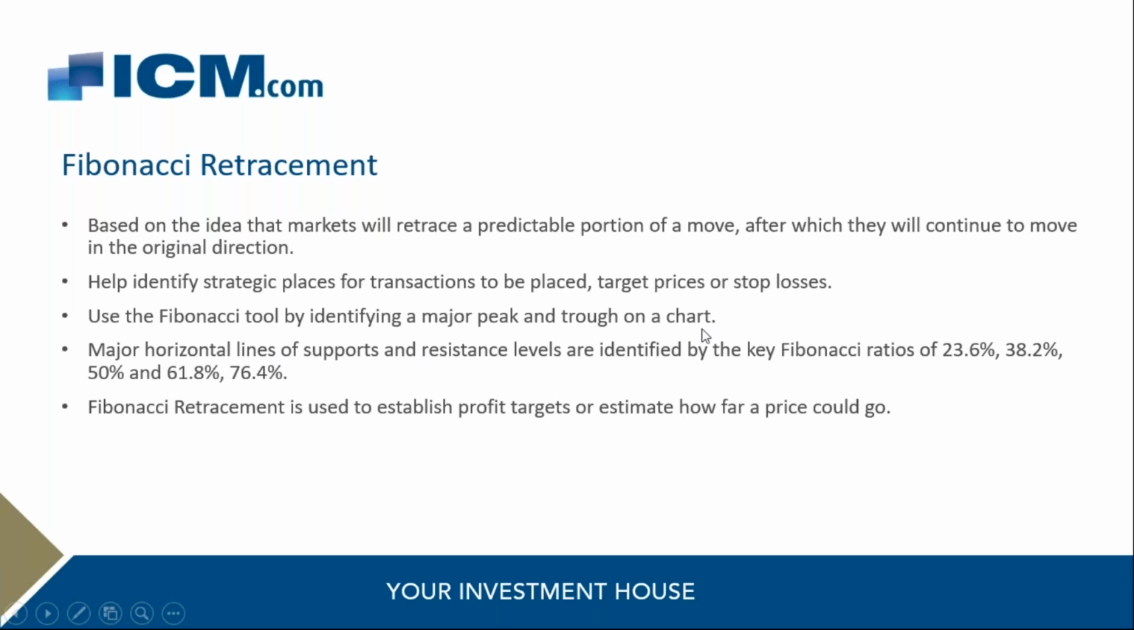This tool has to be applied by identifying the high and the low, the extreme high and low of the particular period of the chart. So major horizontal lines of support and resistance levels are identified by the key Fibonacci ratios. Here the ratios are the major levels to be pointed out, because normally they come from the Fibonacci sequence numbers.